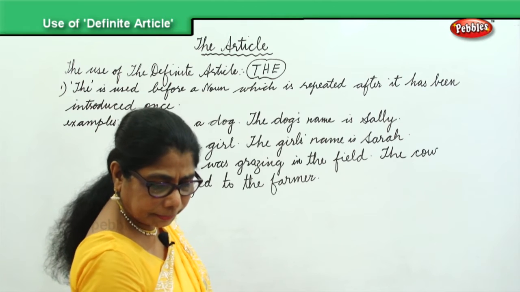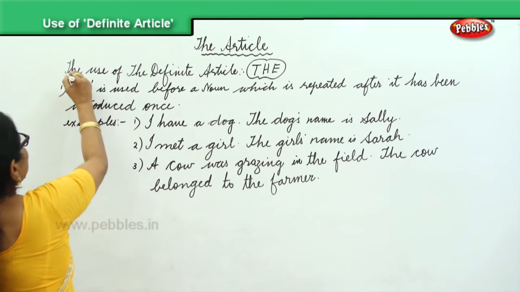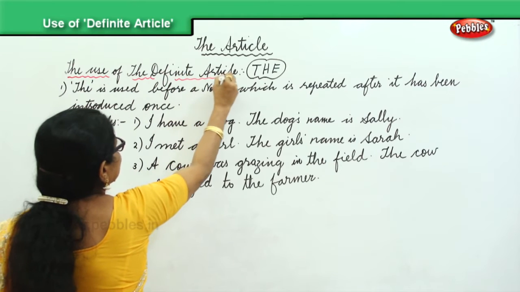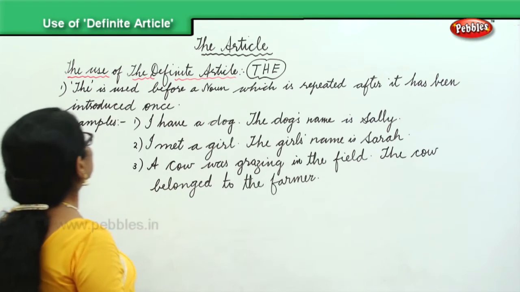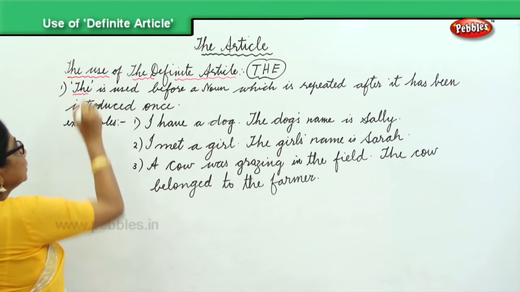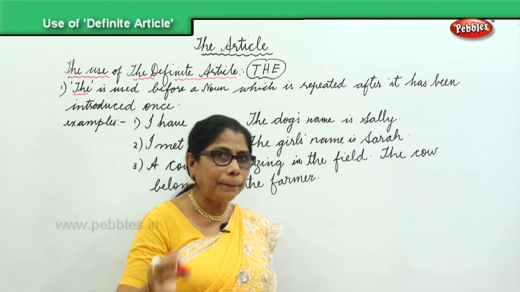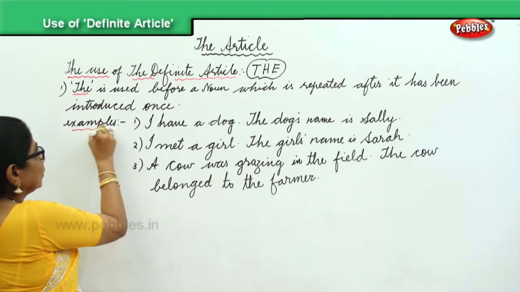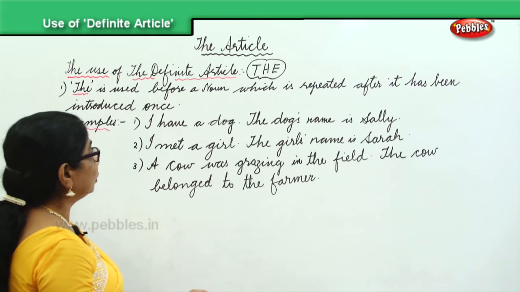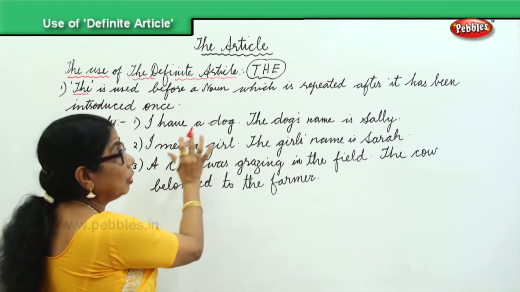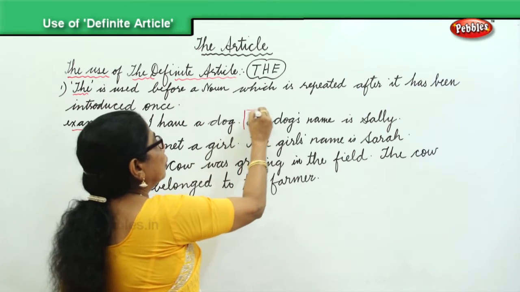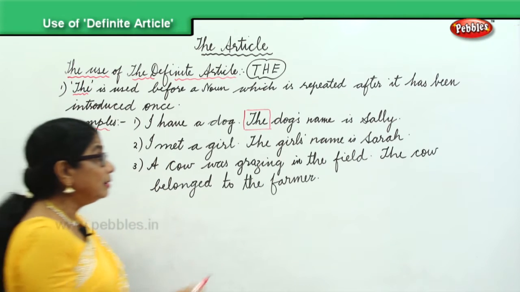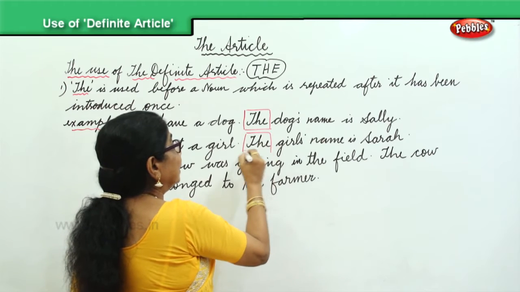We are looking at the use of the definite article the. Now, the is used before a noun which is repeated after it has been introduced once. Okay. I have a dog. So we are talking about the dog. We finish saying the dog's name. The dog's name is Sally. I met a girl. The girl's name is Sarah.